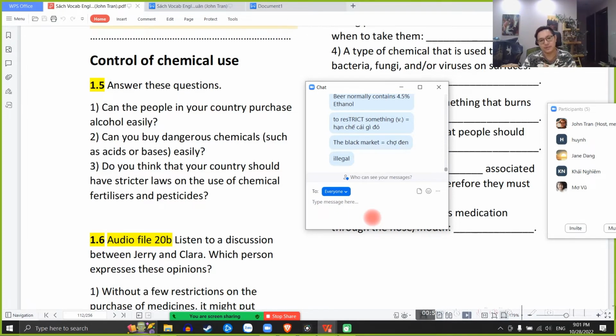Okay, so Miss Jane, do you think your country should have stricter laws on the use of chemical fertilizers and pesticides? Yes, absolutely. I think our government should have stricter laws on the use of chemical fertilizers and pesticides, because these chemicals are so dangerous to human health. If people take these chemicals into their body, they will die.